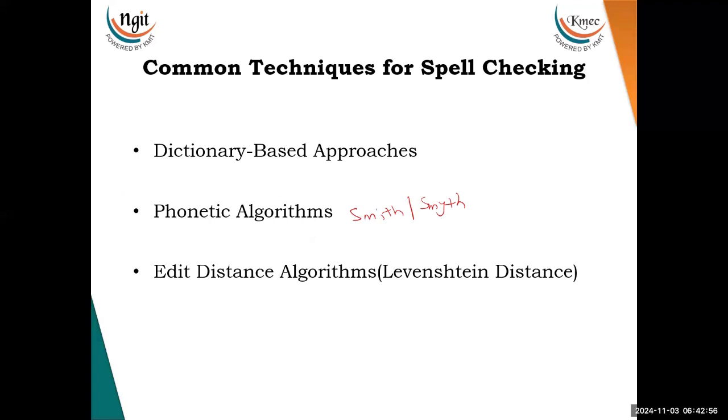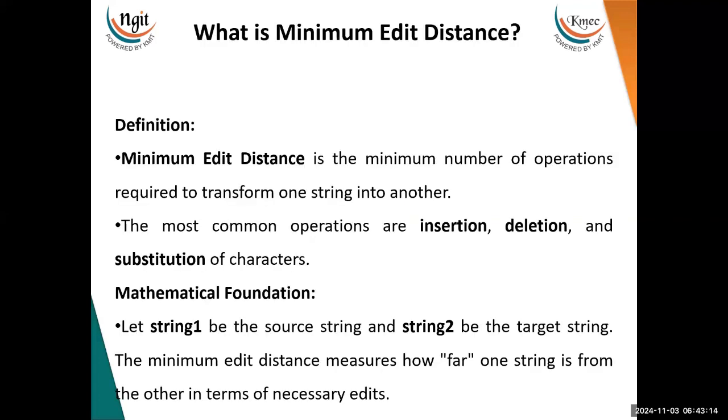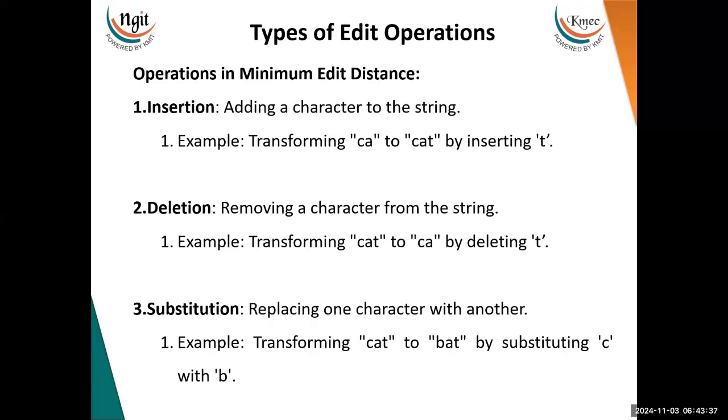Then we talk about edit distance algorithms. Edit distance is the minimum number of operations that are required to convert one string to the other string. We'll see what operations exist in this edit distance algorithm. The most common operations are insertion, deletion, and substitution of characters. String 1 is the source string and string 2 is the target string. The minimum edit distance measures how far one string is from the other in terms of necessary edits.